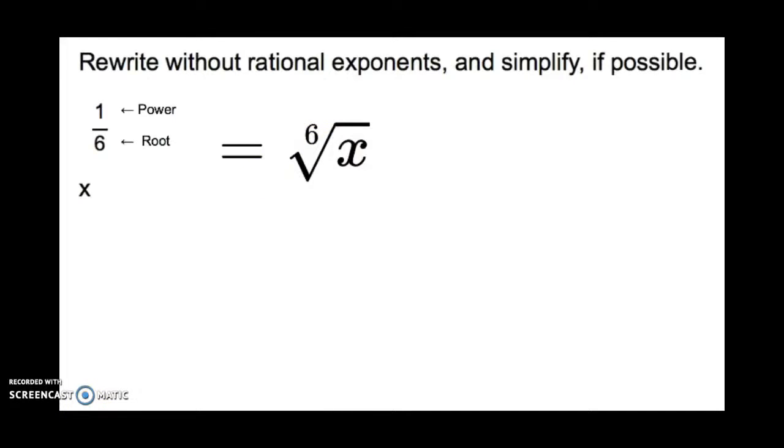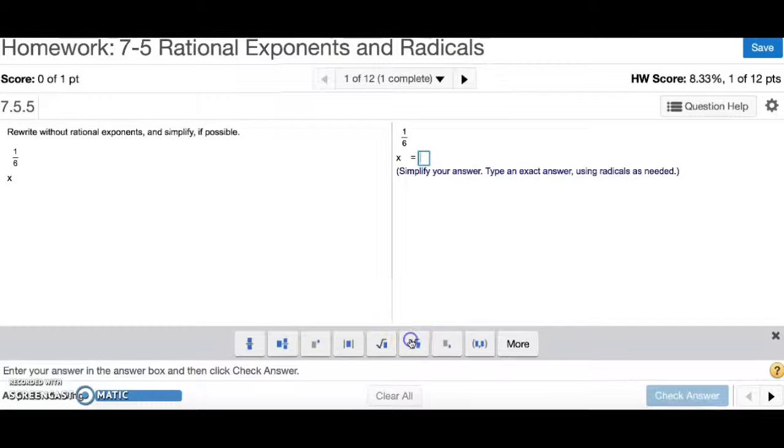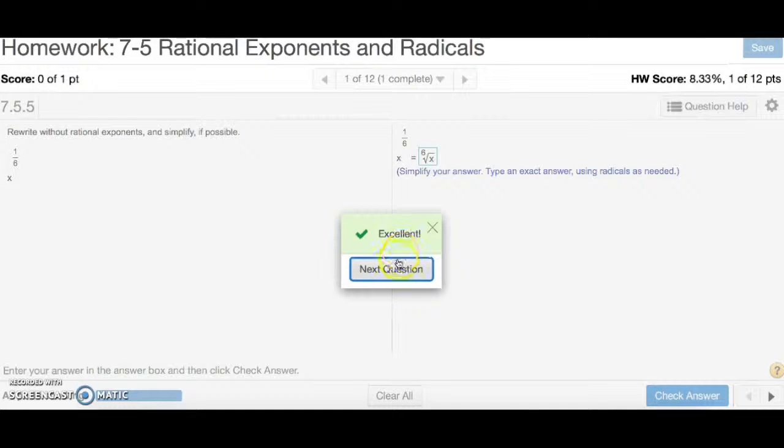So let's type that in. So I'm going to click this one. So I put 6 up top for it being the 6th root, and x goes inside. So my answer would be the 6th root of x. That is number 1.